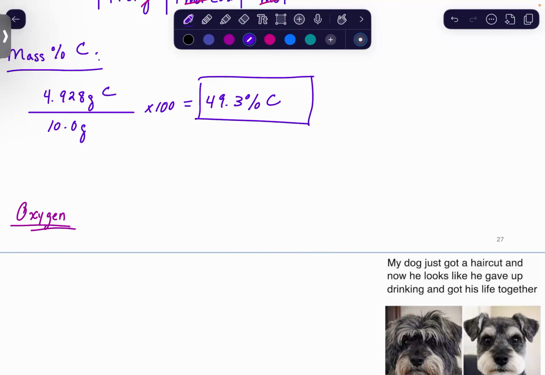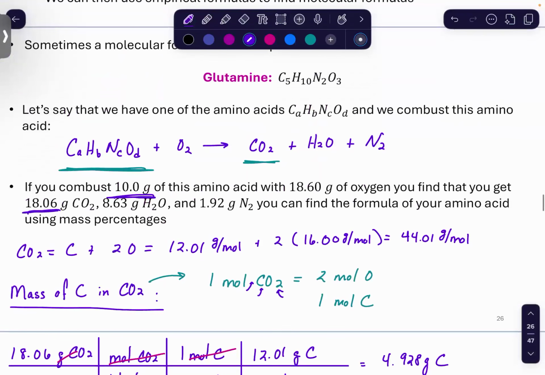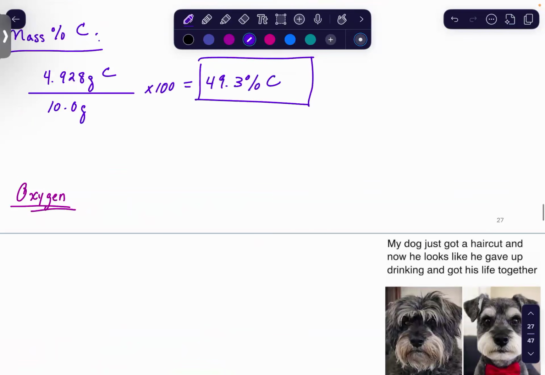Okay, so we're told we used 18.60 grams of oxygen. That's that right there in the combustion. But look at our products. We have CO2, we have H2O. We have two sources of oxygen in our products. We have to take that into account. So I need the mass of oxygen in H2O. I need the mass of oxygen in CO2.